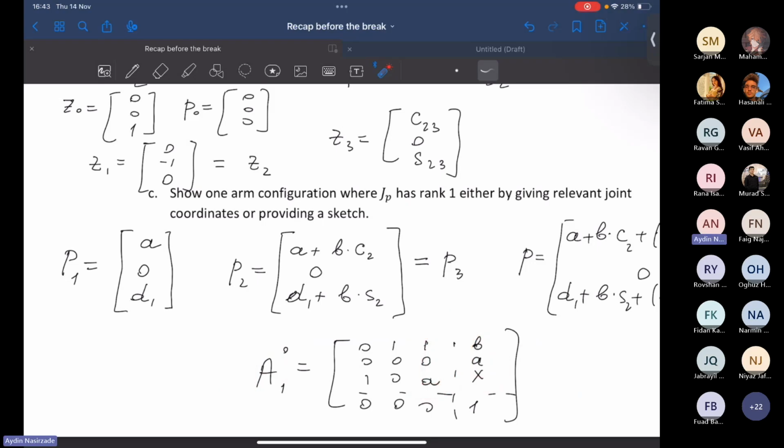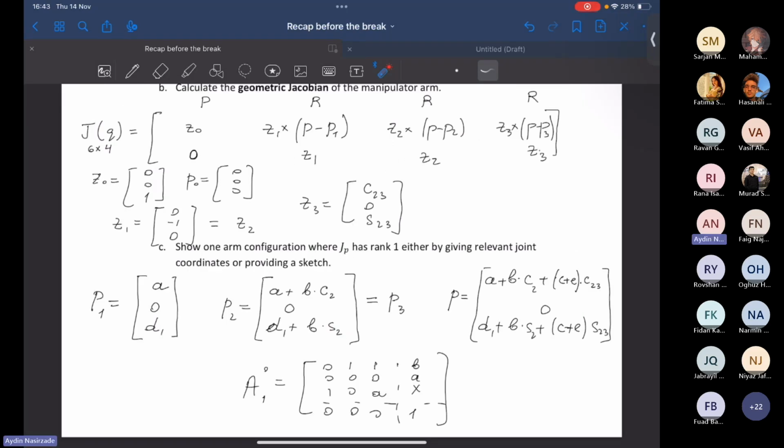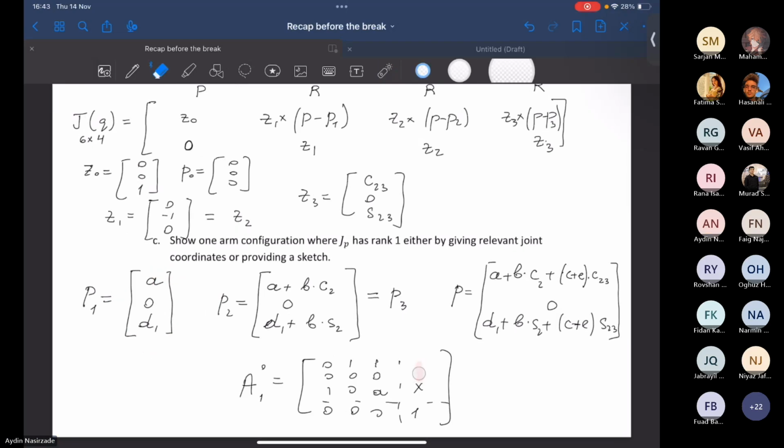Okay? If we had the transformation matrices given to us, we would see that our P1 would be located here, at A0, D1. And our Z1 would have been here.